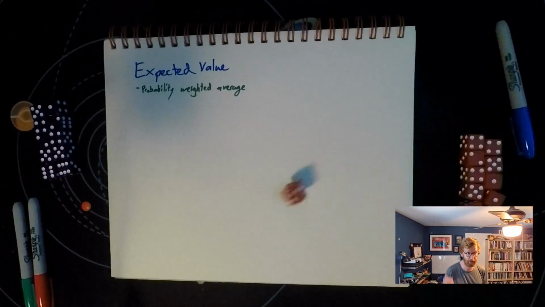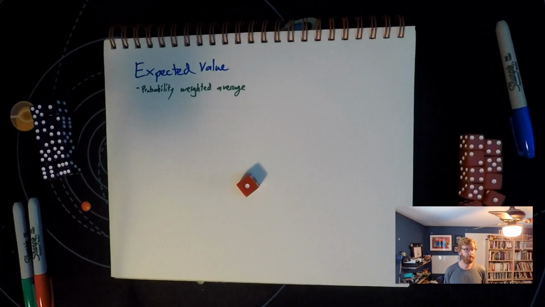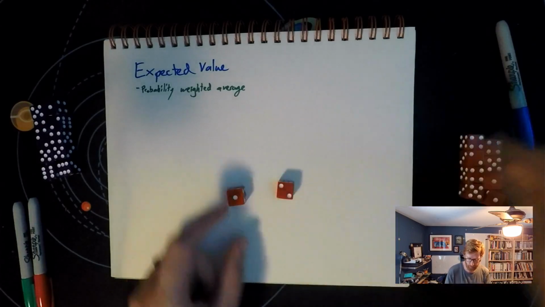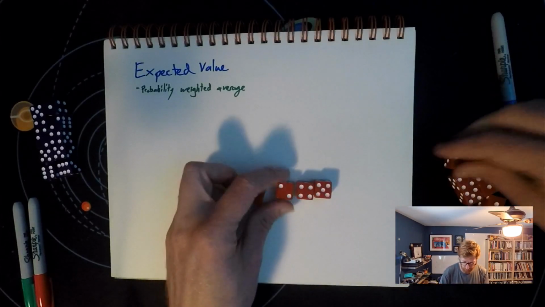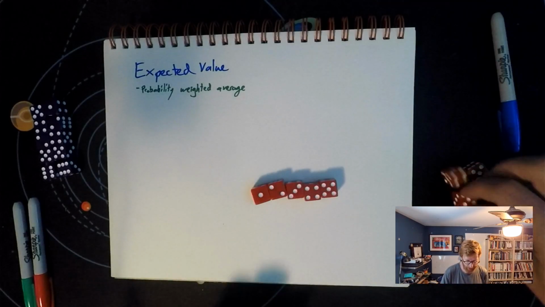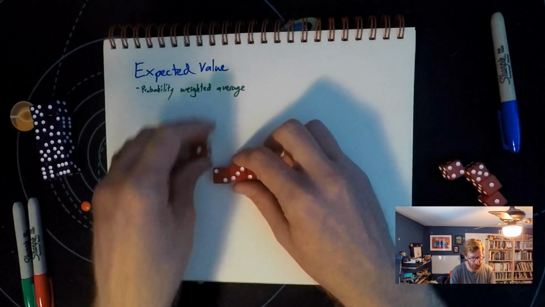Okay, let's start with a simple example, rolling a die. What value do we expect to get when we roll a die? Well, we've got some possibilities here: 1, 2, 3, 4, 5, and 6. These are the outcomes that we have available to us.